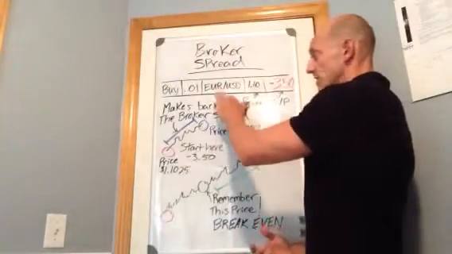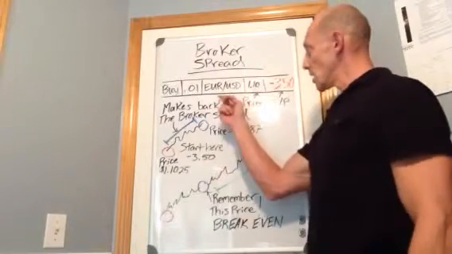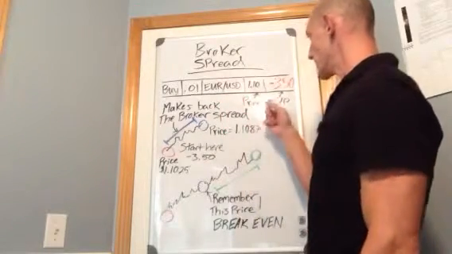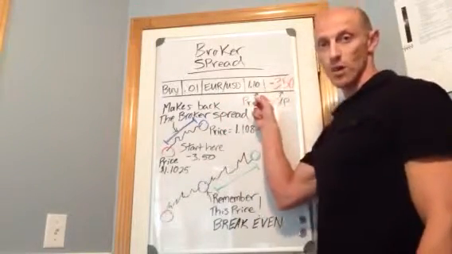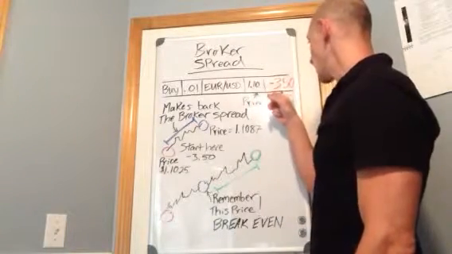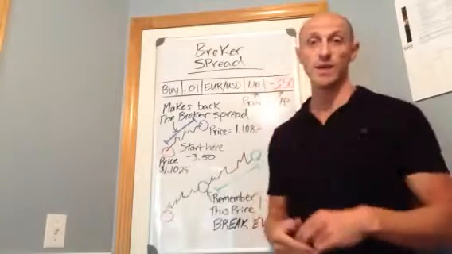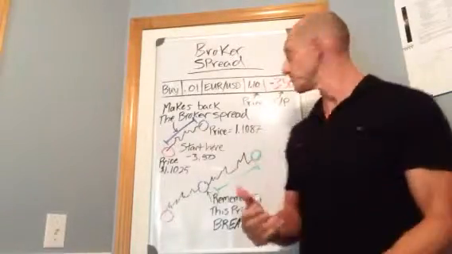This is your currency pair right here. For this example, we're just using the Euro USD. This is your price right over here. And then you're going to have something that says T/P, which is take profit.